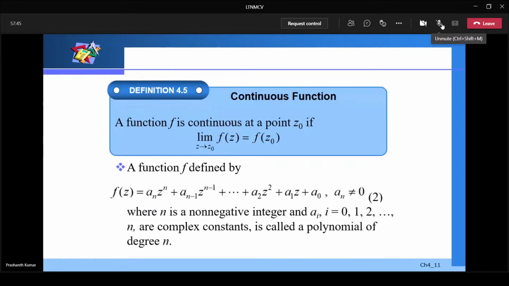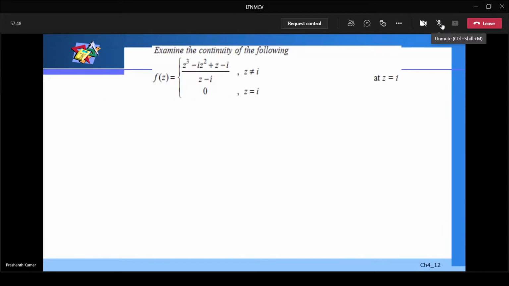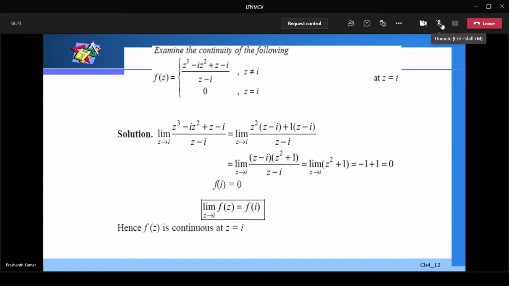Okay, so next, examine the continuity of the following function. f of z is equal to z cube minus iz square plus z minus i by z minus i, for z not equal to i, and z is equal to i, the function value at z equal to i is 0. The function value other than z equal to i is given by the expression. At z is equal to i, we want to examine the continuity.